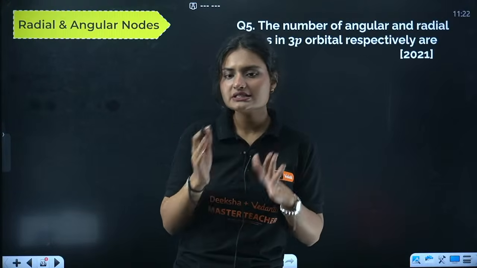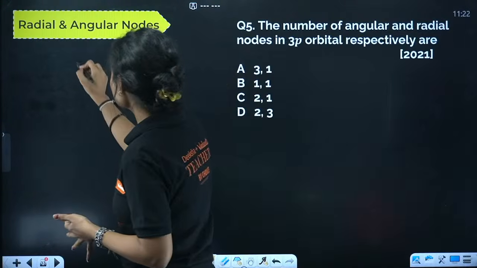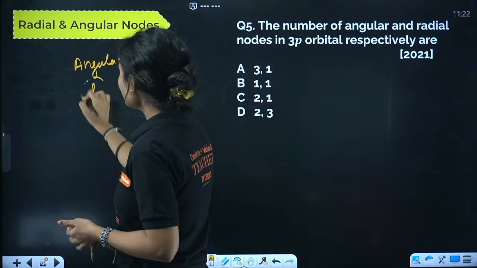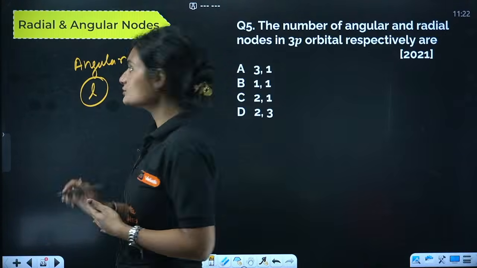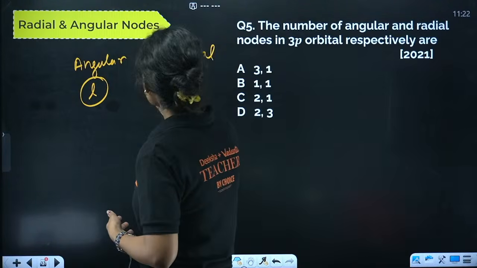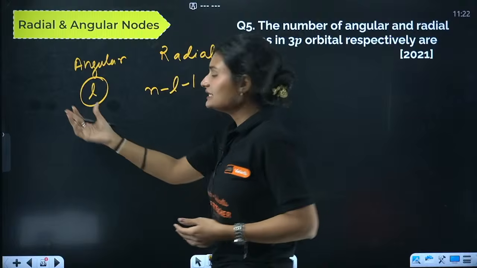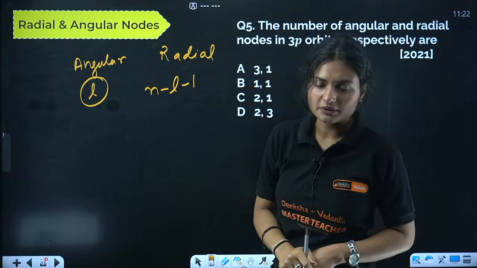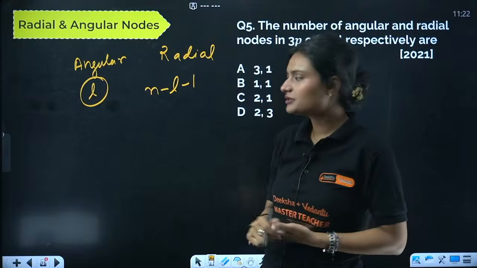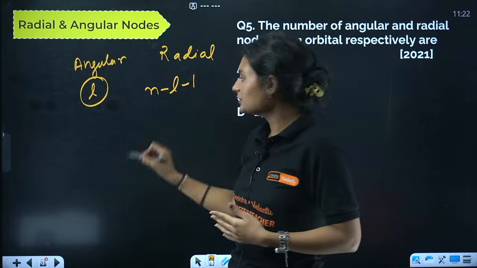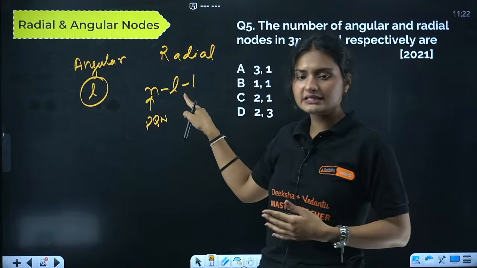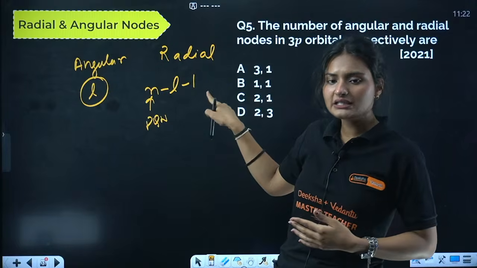Next question, the number of angular and radial nodes. How do you calculate it? Very simple formula. Angular nodes is equal to L. Radial nodes are equal to N minus L minus 1. L is your angular momentum quantum number, or azimuthal quantum number. N is your principal quantum number.